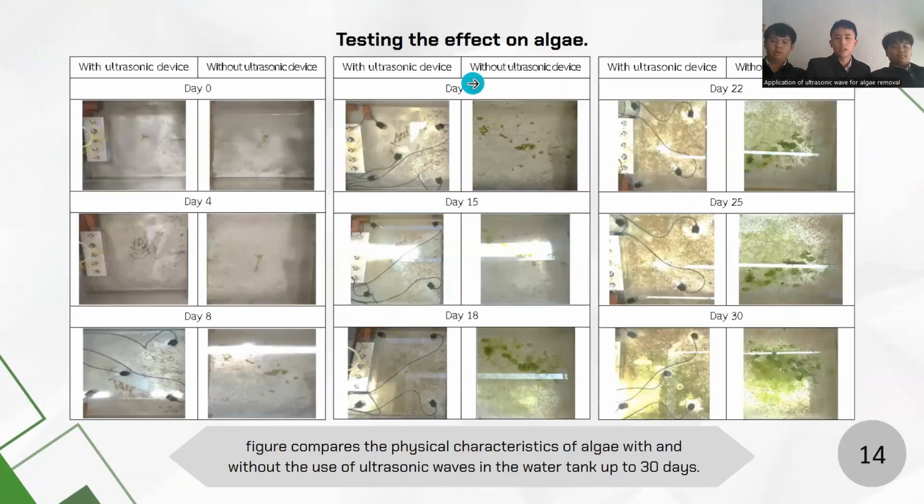And this is the testing of the effect on algae. As you can see, those figures show the characteristics of algae with and without using the ultrasonic wave in the water tank over 30 days. And the result is that the ultrasonic wave can eliminate and prevent their growth but tends to leave the remains of algae behind.